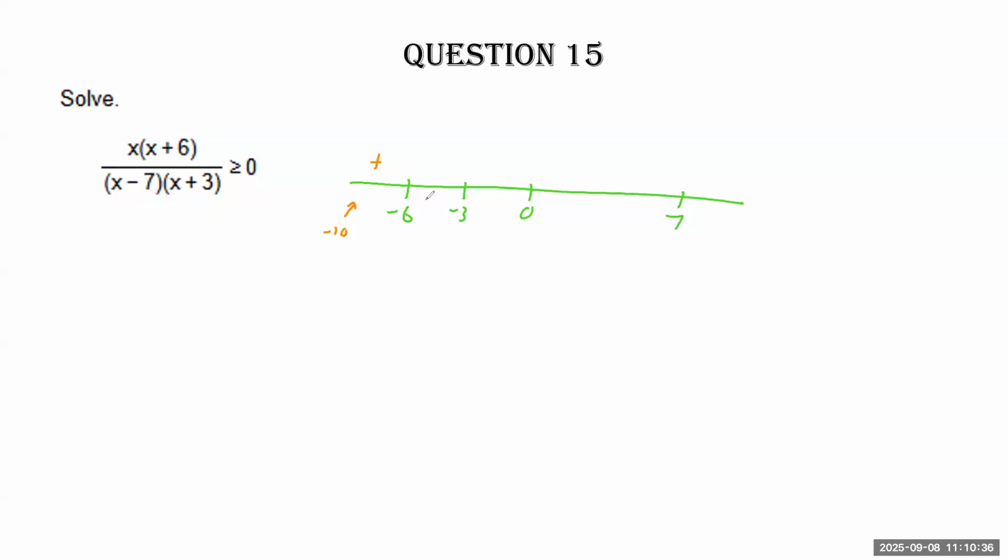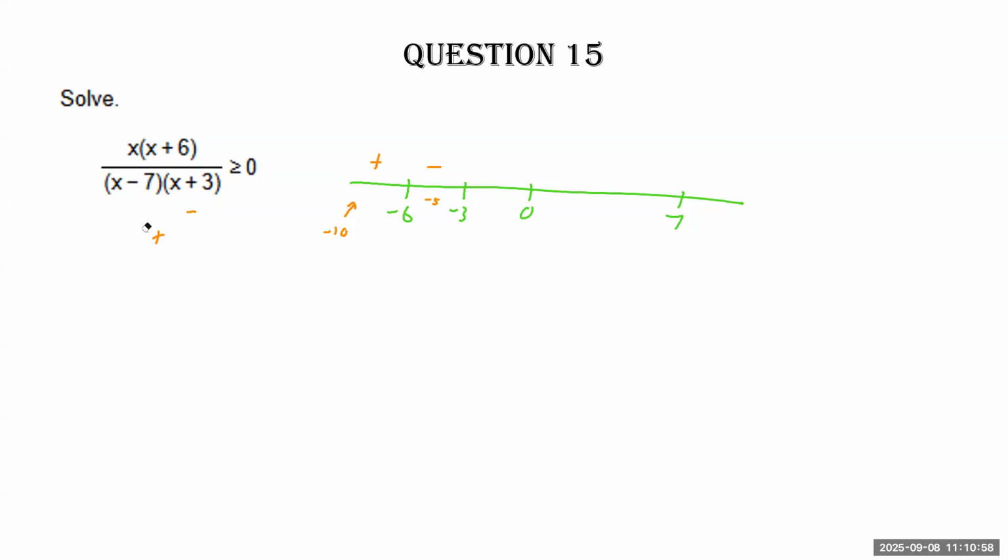All right, we're going to just repeat this process for each region. So now if I look at this one, let's do -5. That's in that range. This is going to be a negative times a positive, so this is a negative on the top. This is going to be a negative and a negative, so a positive on the bottom. Negative divided by a positive is a negative.